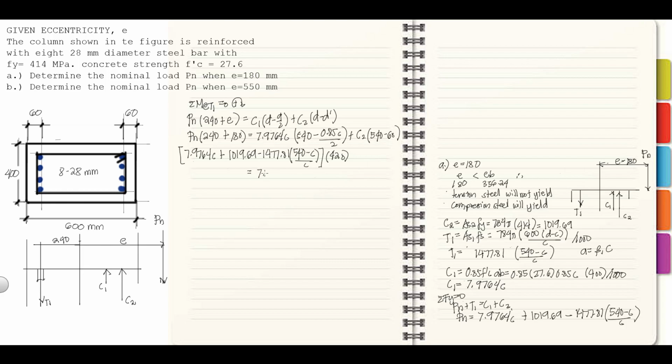So, that is 7.9764 C. Yung quantity 540 minus 0.85 C all over 2. Okay, plus C2. What's our C2? C2 is 1019.69 times 540 minus 60, 480. Lagyan natin 480. Okay, so lagay natin sa calcul natin, then we compute.